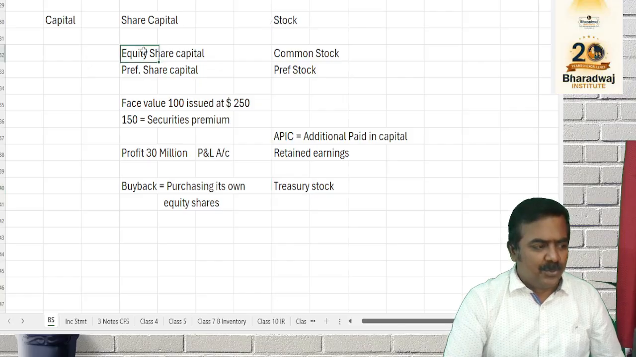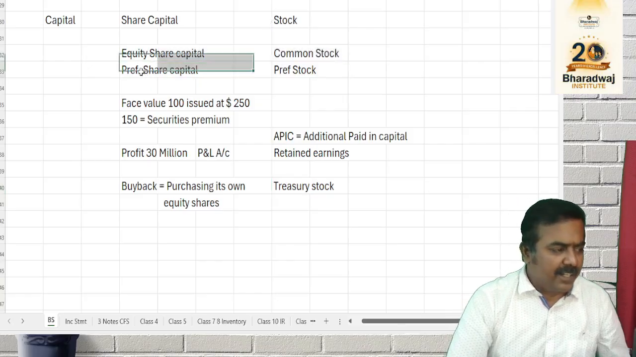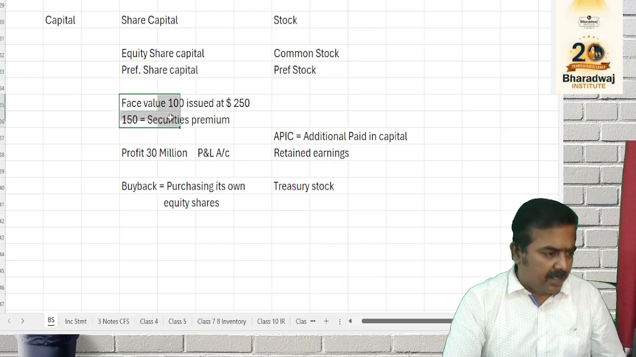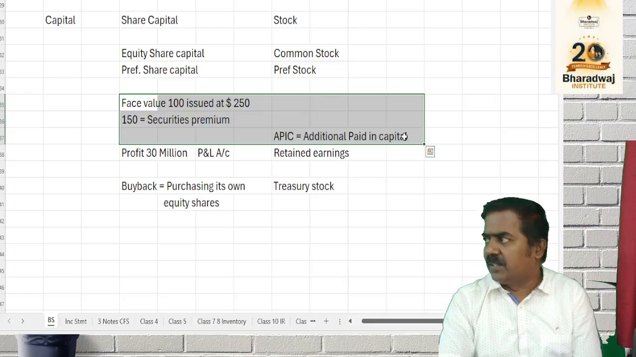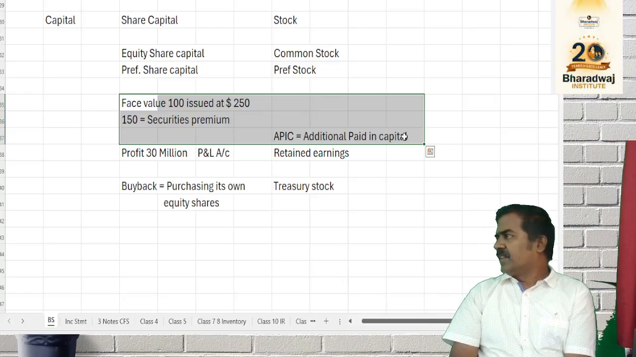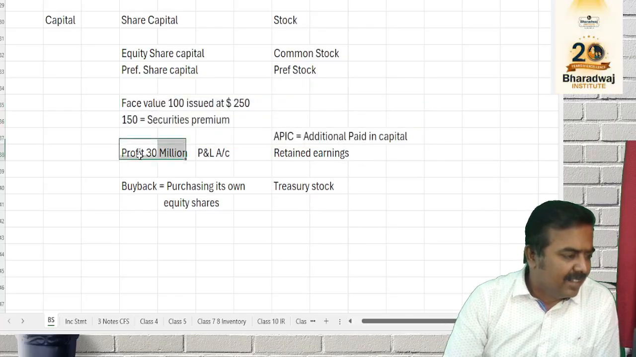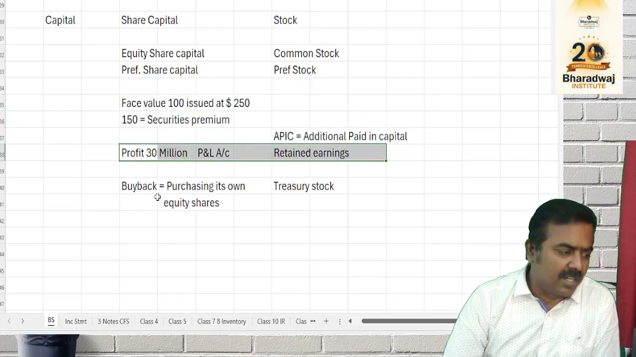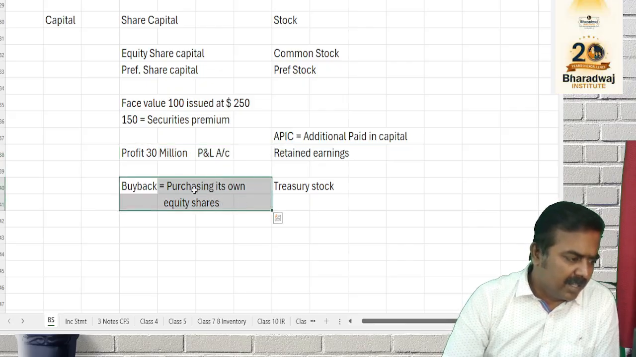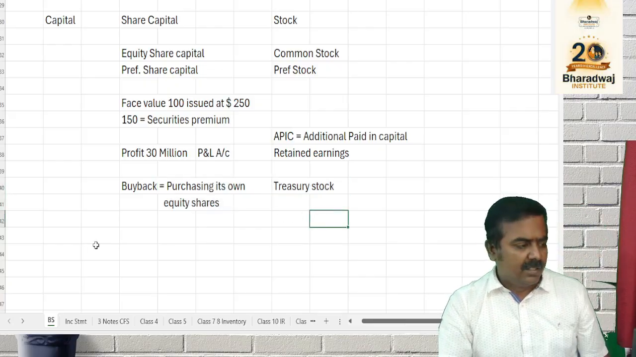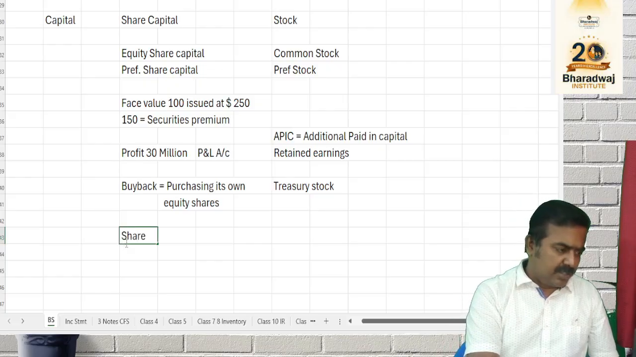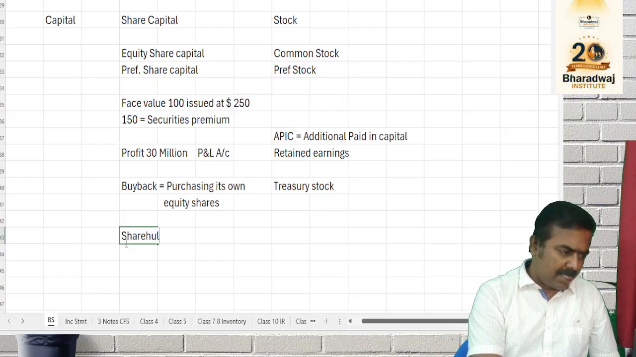So common stock means equity share capital. Preferred stock means preference share capital. If you issue shares more than the face value, that is additional paid in capital. If you earn a profit but don't distribute, that is retained earnings. Buyback, a company purchasing its own shares, in US is treasury stock. In India, we use the word shareholders' funds, and it is called the statement of changes in equity.